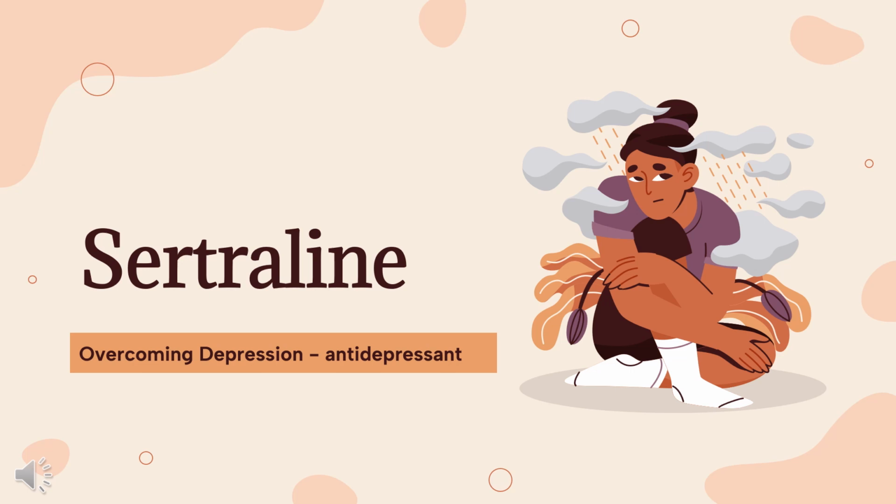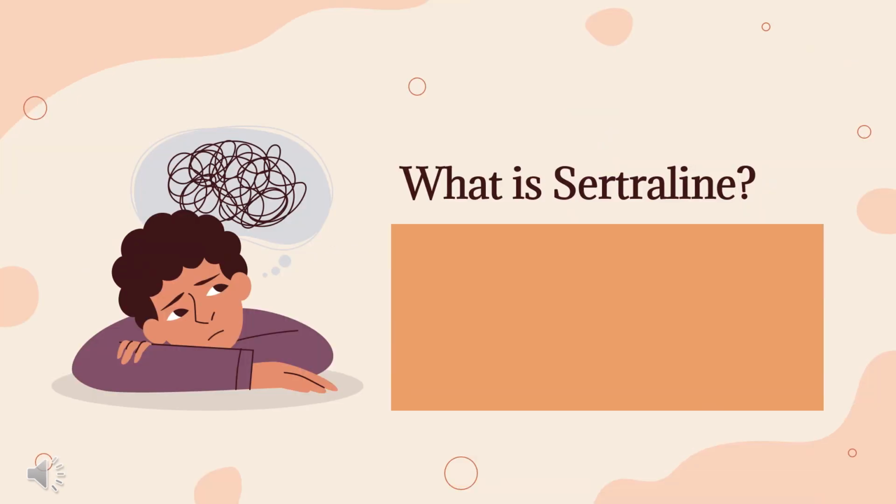Sertraline is a selective serotonin reuptake inhibitor, SSRI, indicated to treat major depressive disorder, social anxiety disorder, and many other psychiatric conditions. In this video, let's find out: What is sertraline? What is sertraline used for? Contraindication. What are the side effects of taking sertraline? How does sertraline work? How to use sertraline?